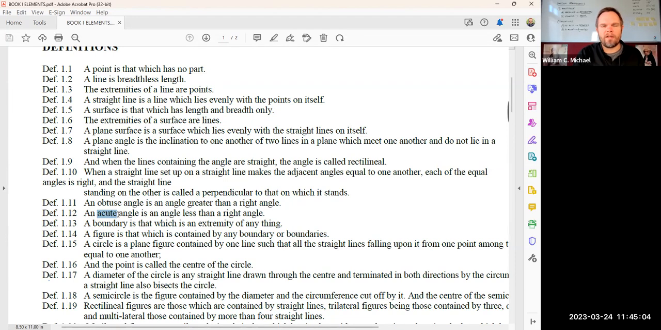An obtuse angle means the opposite of acute. It means, what would we say, like a dull angle. That would be obtuse, okay?